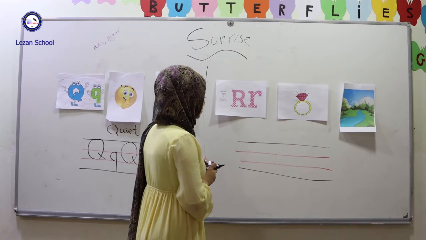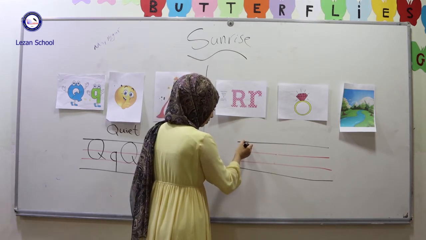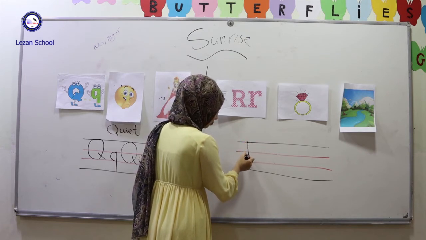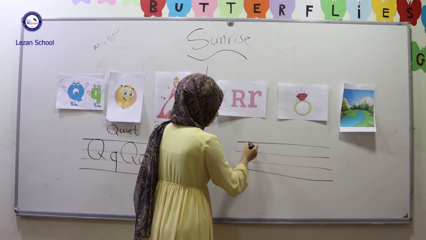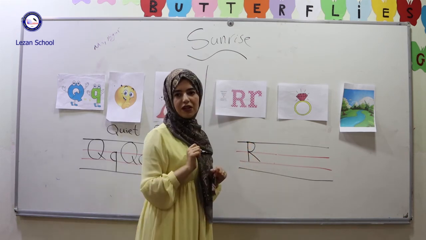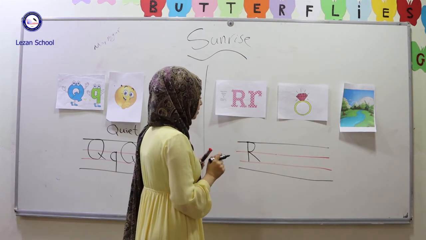Sound r. Let's write down sound r. One line from the first line, go down, round, go to the second line and go down. This is capital r.